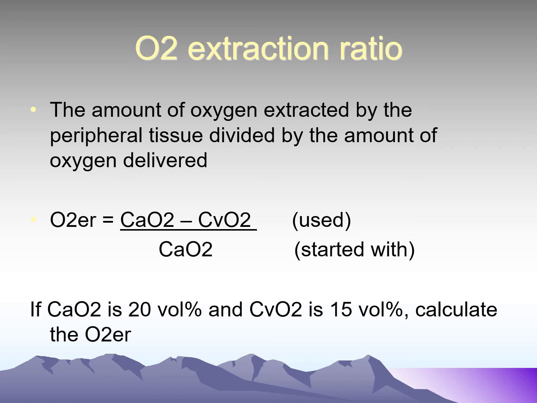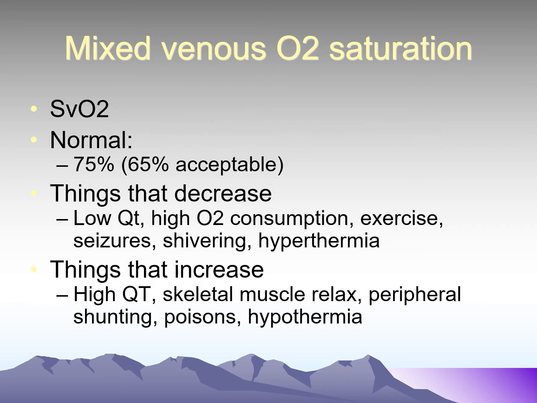All right. Now looking at mixed venous oxygen saturation. The true number of this would be taken from a pulmonary artery catheter, from a Swan, where you'd actually get the true value. There are some calculations out there. Normal, again, like I mentioned, is 75%. It does say that 65% is acceptable.